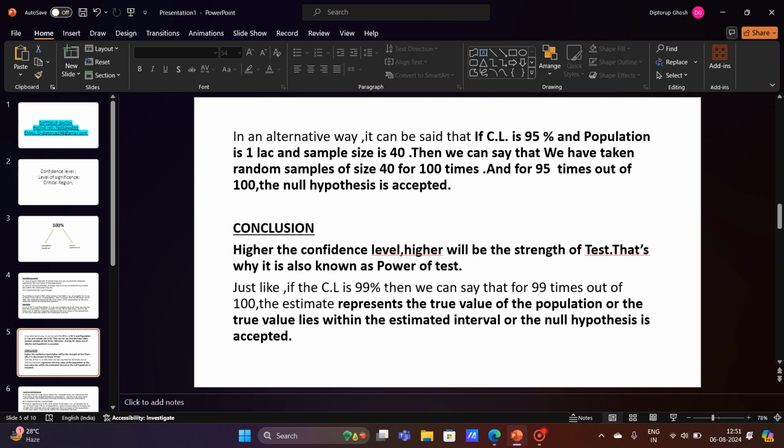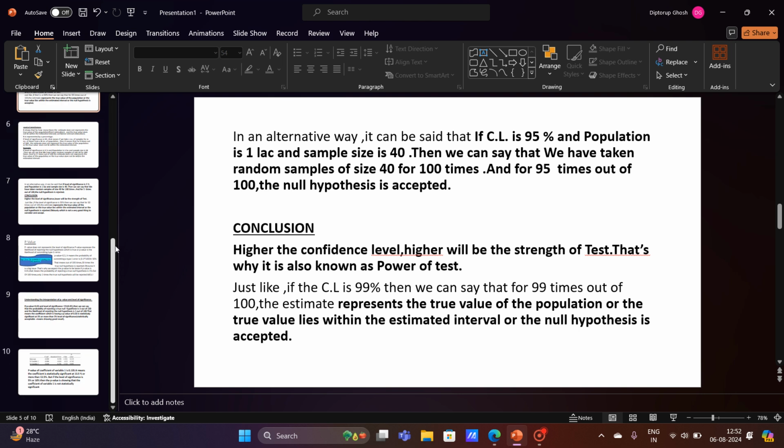Obviously, right? If the confidence level is 99%, then we can say that for 99 times out of 100, the estimate represents the true value of the population, or the true value lies within the estimated interval, or the null hypothesis is accepted. So if the null hypothesis is getting accepted for 99 times, or for 99 times the true value of the population is being represented by the estimate, that is a very good thing, right? So higher the confidence level means that the strength of the test is also higher. That's why the confidence level is also known as the power of the test.